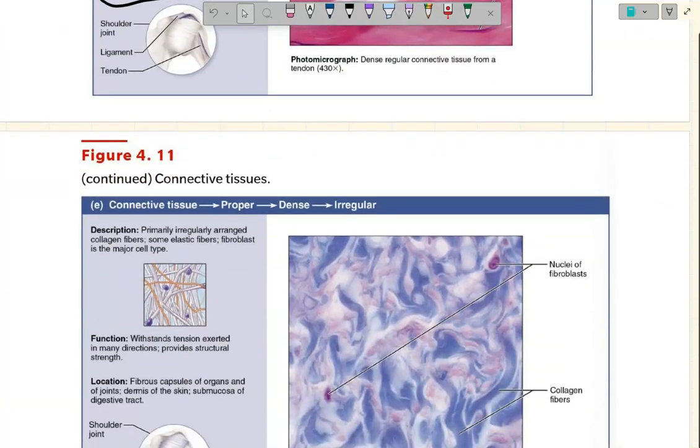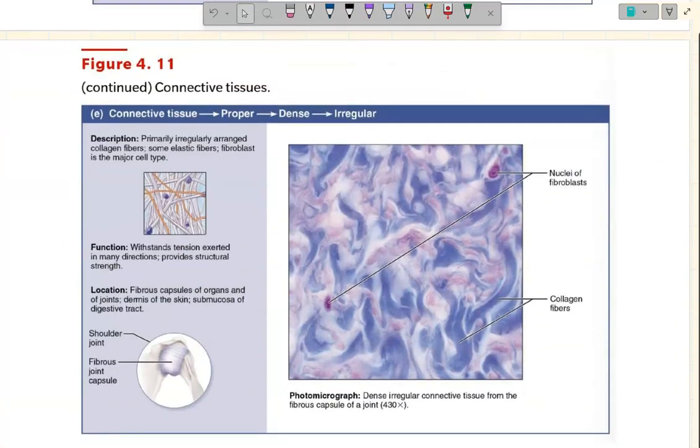But sometimes we have dense tissue that is being pulled in a lot of different ways, at a lot of different angles. It's not just going left and right or up and down. And that's where dense irregular comes in. It still has a lot of collagen fibers, right? It says primarily arranged collagen fibers, but it has some elasticity to it as well. And this is also going to be found in joints, but joints that are a little bit more mobile.